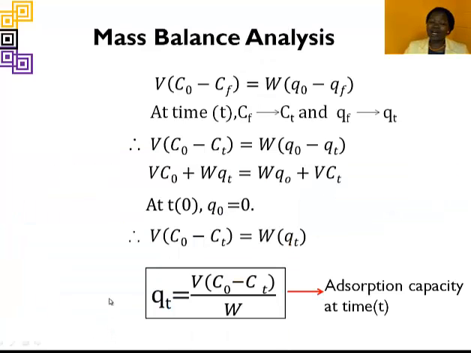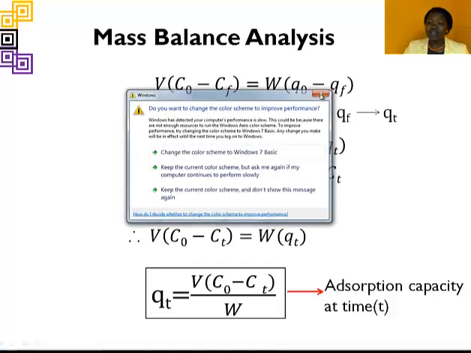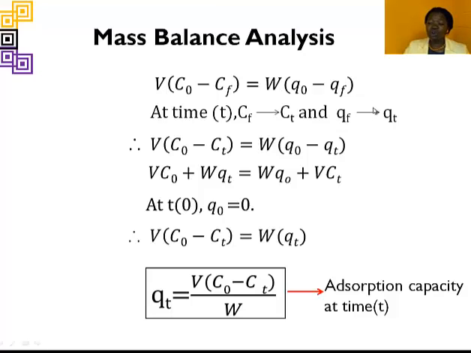And this is a mass balance analysis of the batch study. Assuming a steady state, whereby our input is equal to our output, the volume times the initial concentration minus final concentration will be equal to adsorbent dosage multiplied by initial adsorption capacity minus the final adsorption capacity. At time t, the final concentration will be equal to concentration at time t, whereas our final adsorption capacity will be equal to adsorption capacity at time t.